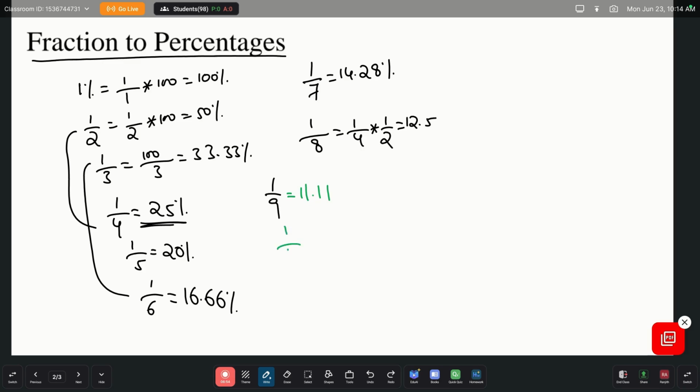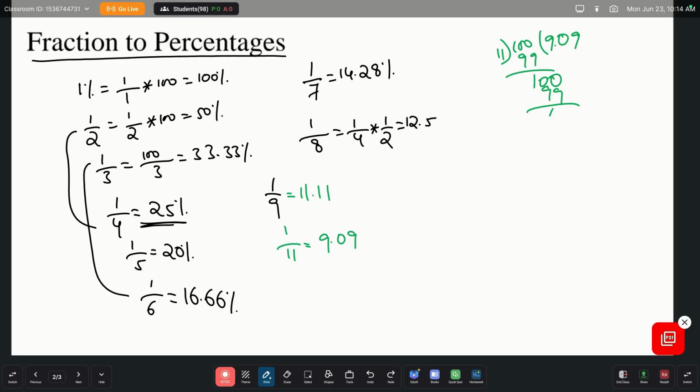So 1 by 11 will be equal to 100 by 11. 100 by 11: 11 nines are 99. The remainder will be equal to 9. If I put 0 point, we get 0. Again, 10 is not divisible by the 11 table, so again we need to take 0. If I add 0, 11 nines are 99. The remainder will be equal to 1. So that fraction to percentage will be equal to 9.09.